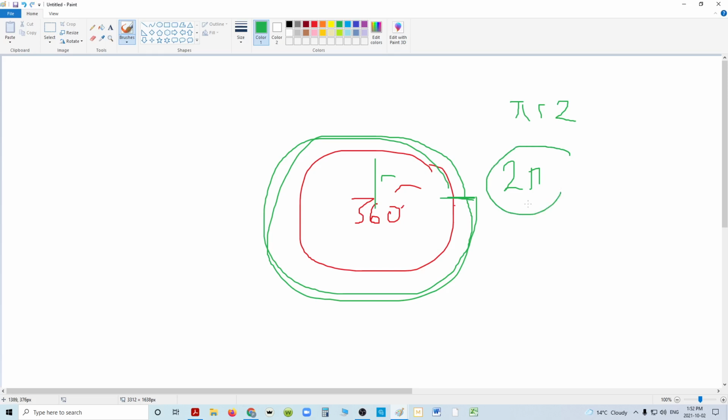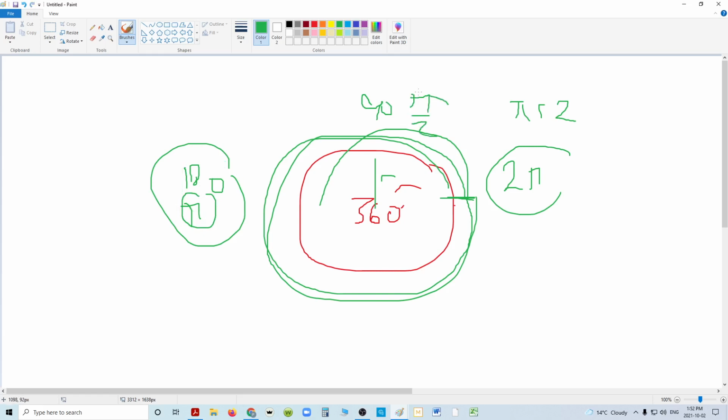Obviously, if 2 pi is the full circle, half the circle, which is 180, is going to be pi. So that's important to remember. And that 90 is going to be half of the pi, just as it's half of 180. So it's pi over 2. Get very comfortable with this.